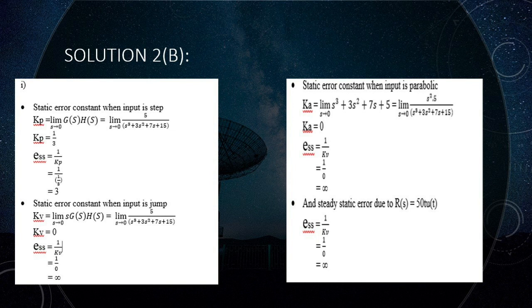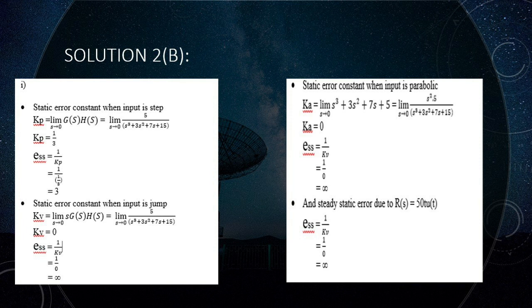Okay, let's move on to solution question 2b. In question 2b, Roman 1, we have to find the static error with the feedback control system given in figure B2.3, where the feedback control system is 5 over s to the power of 3 plus 3s squared plus 7s plus 15.